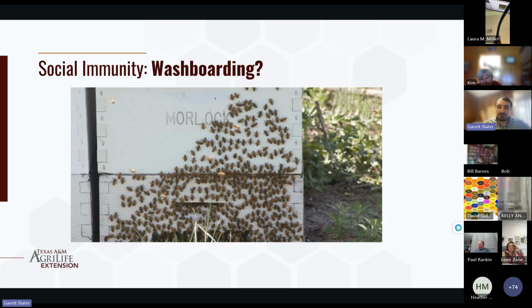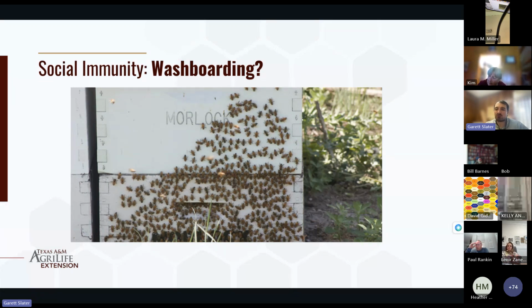And one behavior that I don't know much about, and researchers in the community don't know much about, is washboarding. So typically what you'll see if it's really hot and there are a lot of bees in the colony, you'll see a lot of bees sitting in the front moving their legs and arms back and forth in kind of an up and down movement. And this is called washboarding. We don't know why they do it. We don't know if it's beneficial.